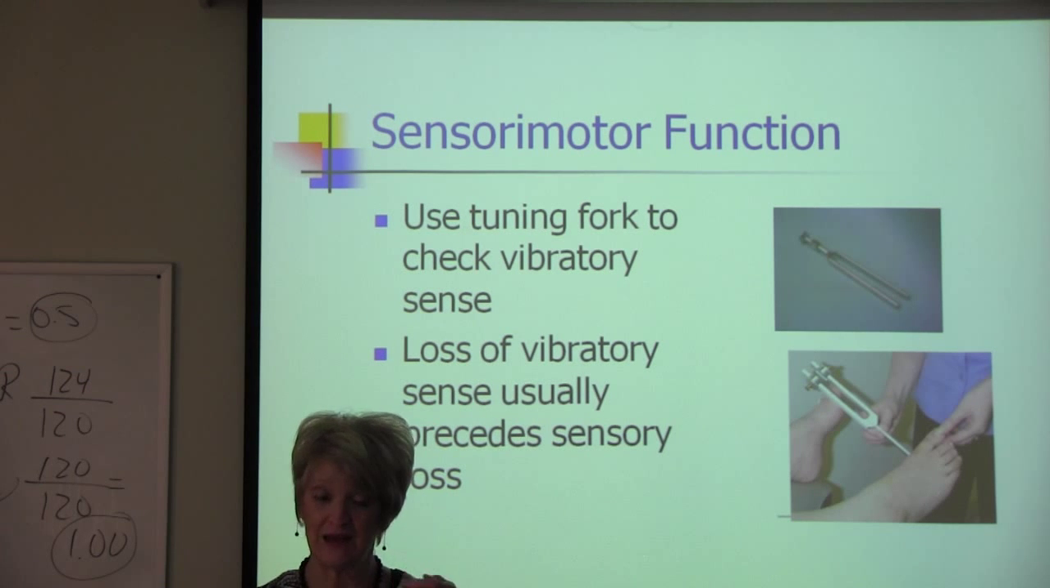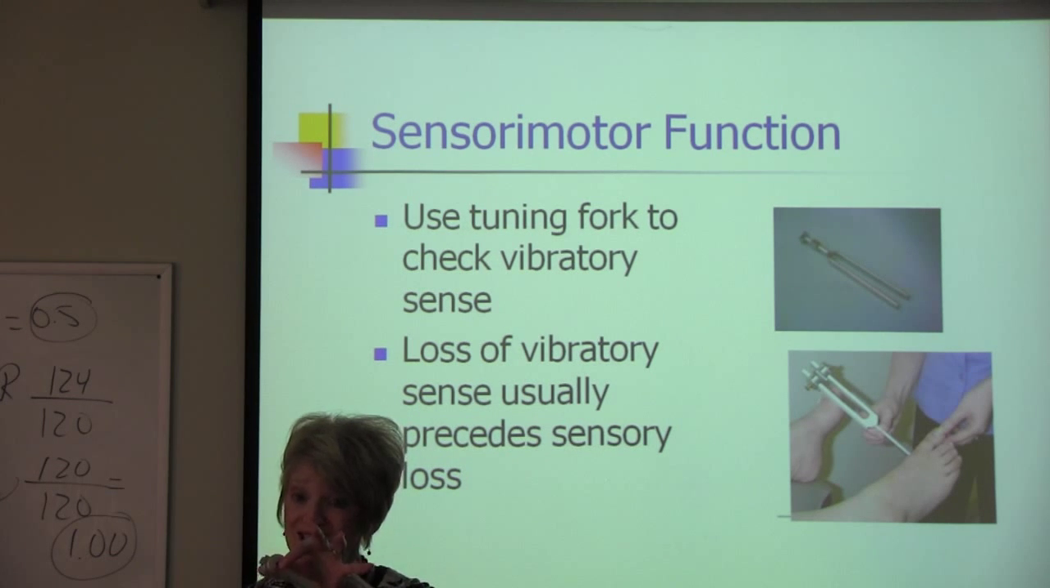So let's go through that again. I tell the patient, close your eyes. I'm going to do a little test with this fork. Okay, I'm putting this fork against your bone. What do you feel? I feel it vibrate. Then you're going to stop it, and you're going to say, tell me if it changes. And if I have intact vibratory sense, I'll say it's stopped.